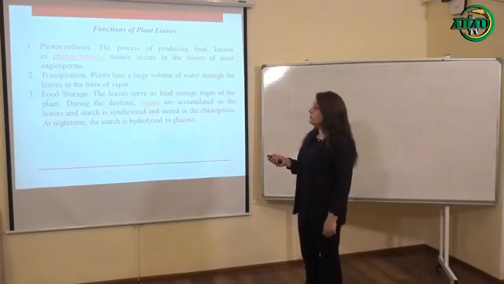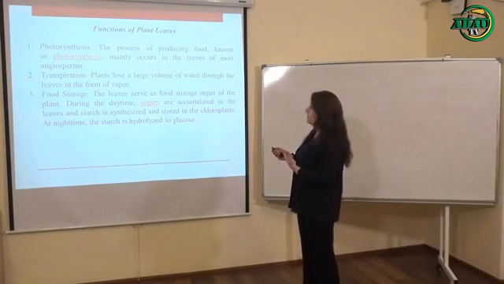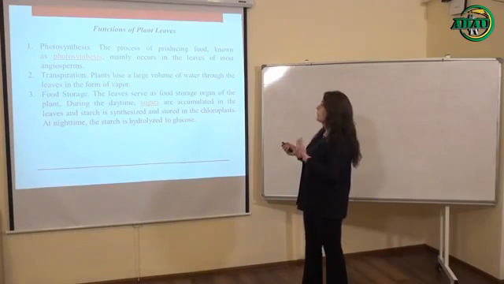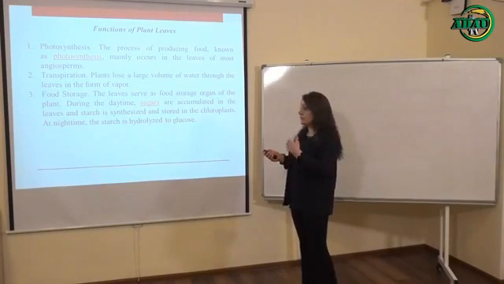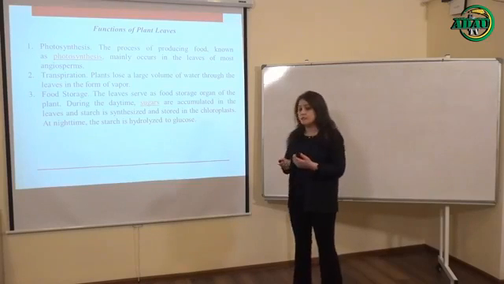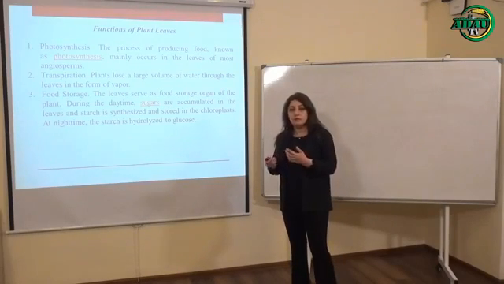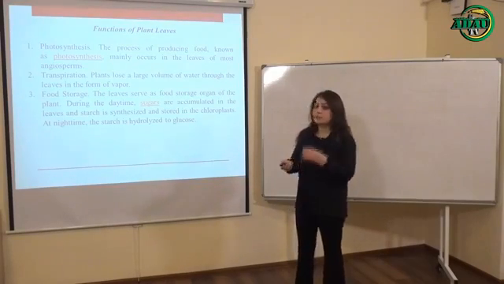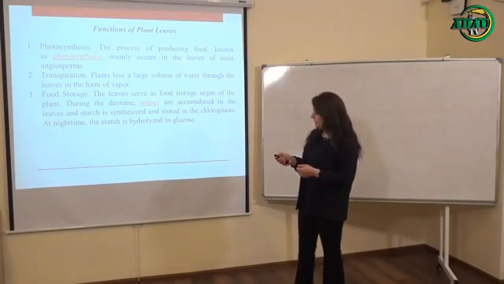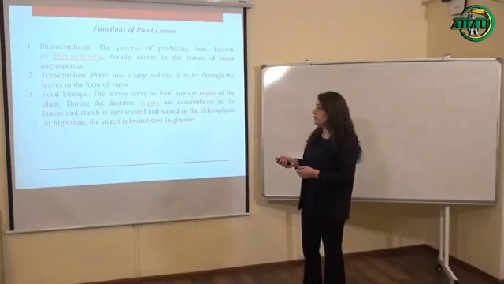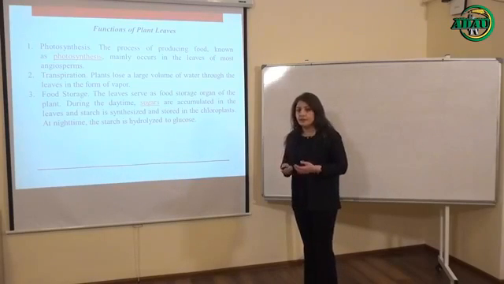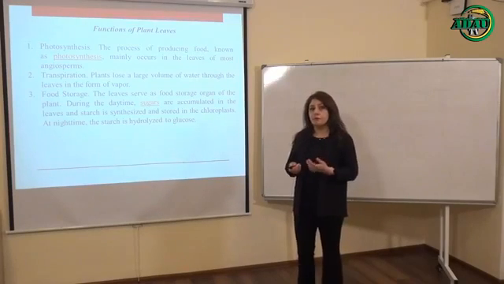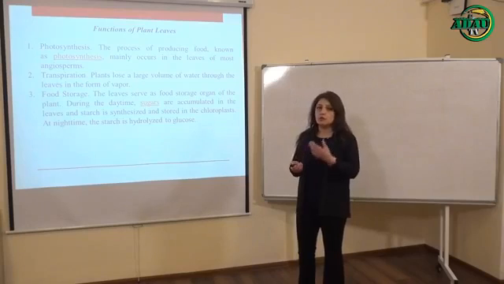What is photosynthesis? The process of producing food, known as photosynthesis, mainly occurs in the leaves of most angiosperms, and photosynthesis is the synthesizing of food from inorganic matter using light energy. Another function of the leaves is transpiration. In the daytime, plants lose a large volume of water through the leaves in the form of vapor, and this process is called transpiration.